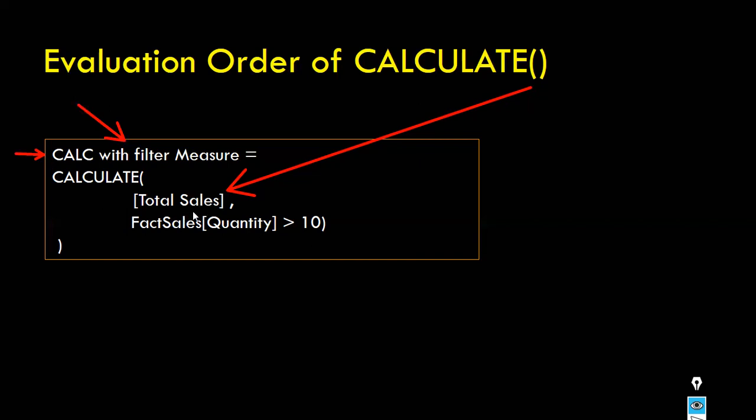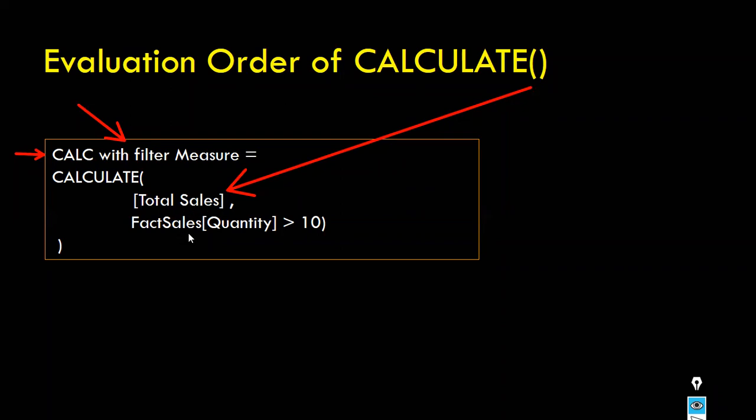So in this case, the total sales. I don't want to type the command again here, sum of total sales. I don't want to do that because we have already created a measure for that. It is nothing but the sum of sales amount. Fine, I reuse the measure total sales here.